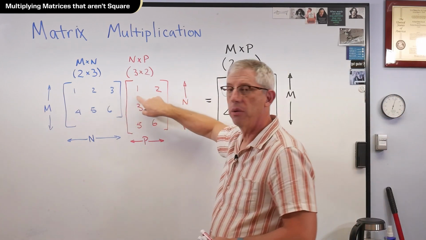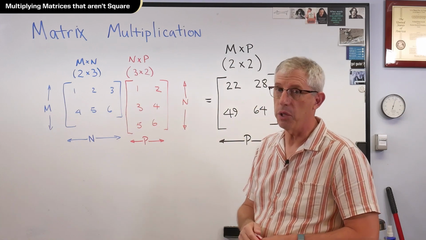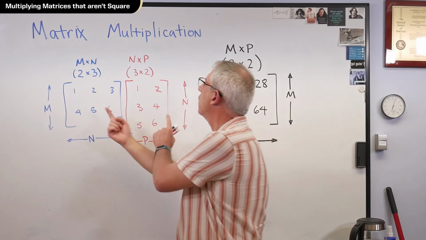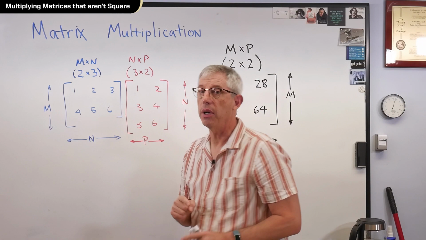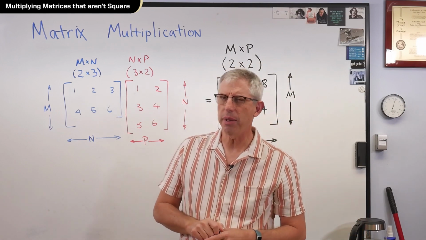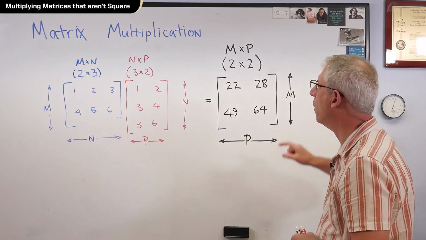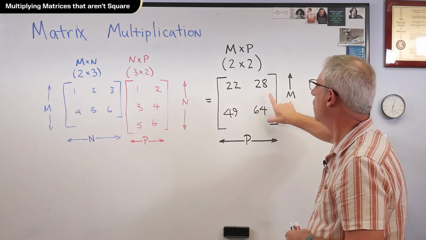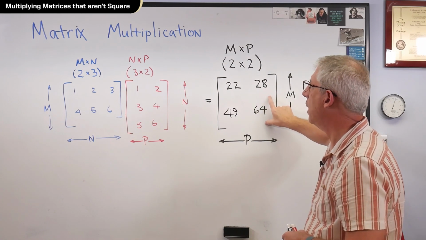Now these two matrices are compatible no matter which way I order them. So if I were to flip these around, you could still multiply them, but you're going to get a different answer. It's not even going to be the same size. If you do it the other way around, we're going to wind up with a 3 by 3 matrix.